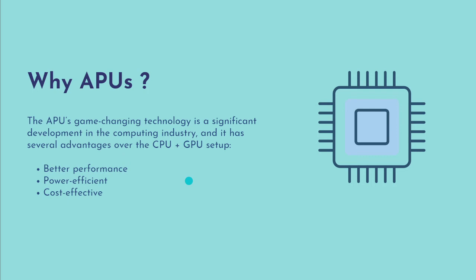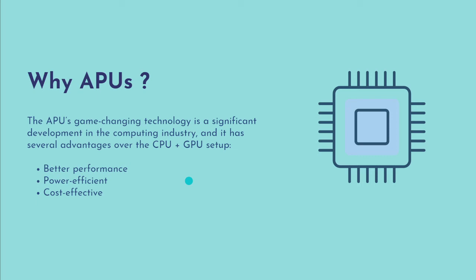APUs also support OpenCL, Open Computing Language, which is a standard interface for parallel programming, which utilizes the computing power provided by GPUs. With its multi-core CPU and GPU, tasks that require the high processing power of a CPU and the fast image processing of a GPU can take advantage of this setup and have a better performance.